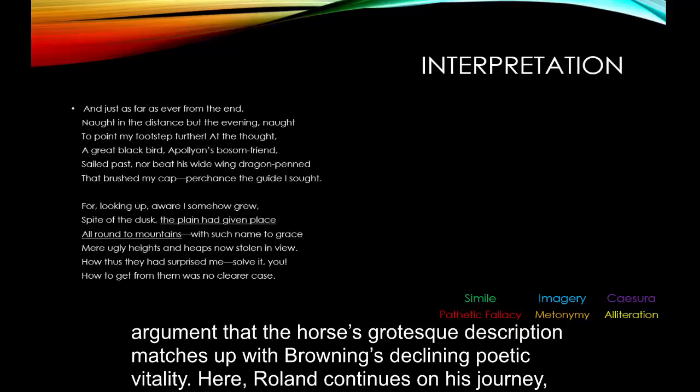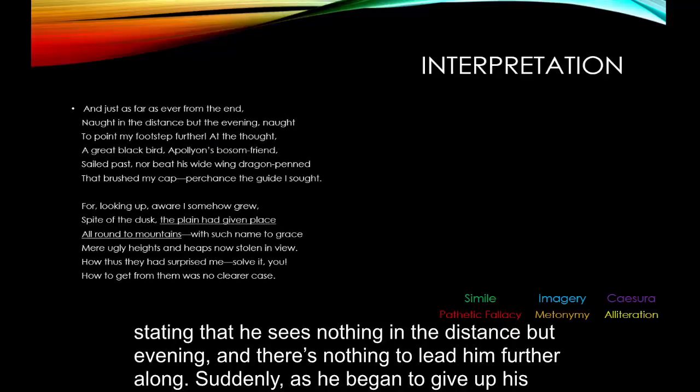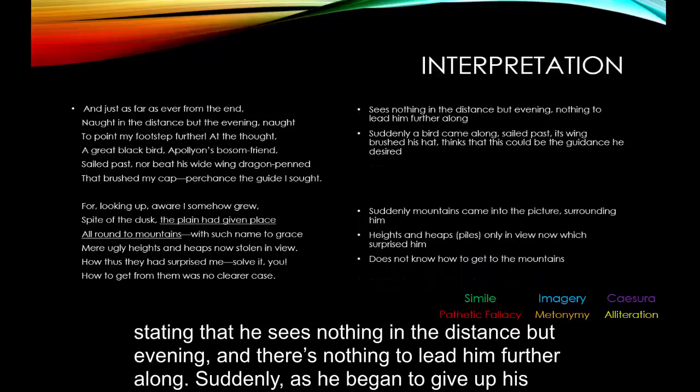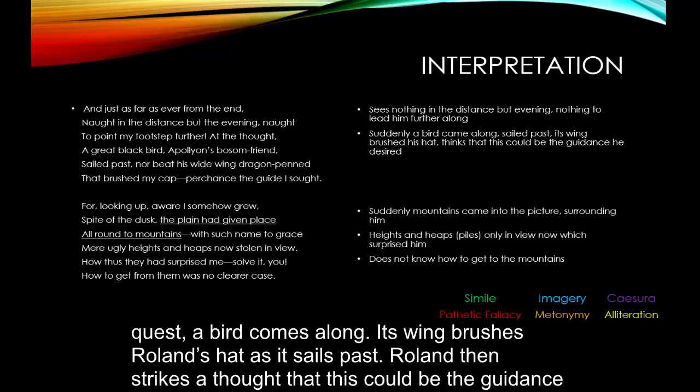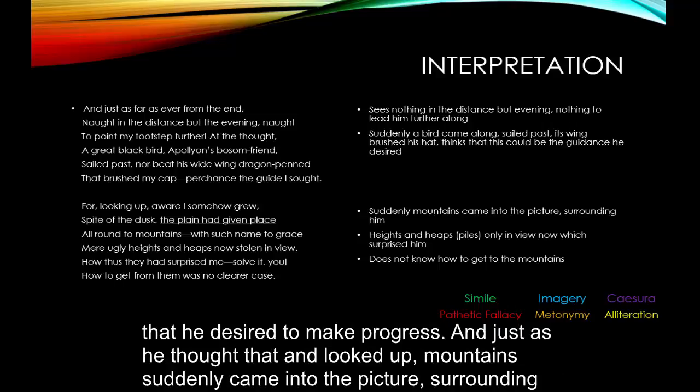Here, Roland continues on his journey, stating that he sees nothing in the distance but evening, and there's nothing to lead him further along. Suddenly, as he began to give up his quest, a bird comes along. Its wing brushes Roland's hat as it sails past, and Roland then strikes a thought that this could be the guidance that he desired to make progress.